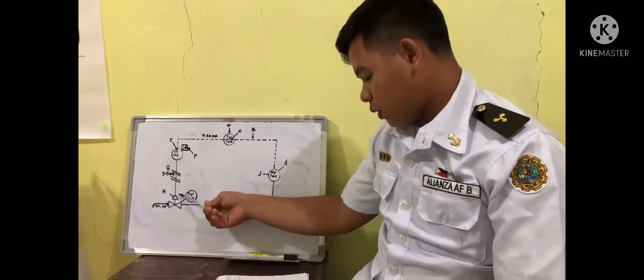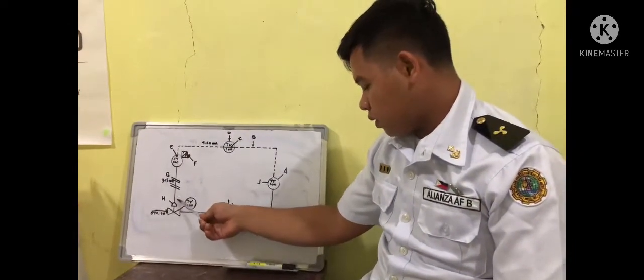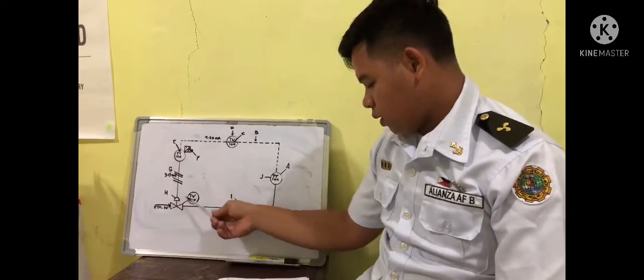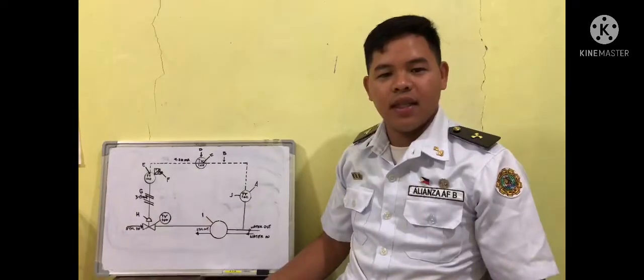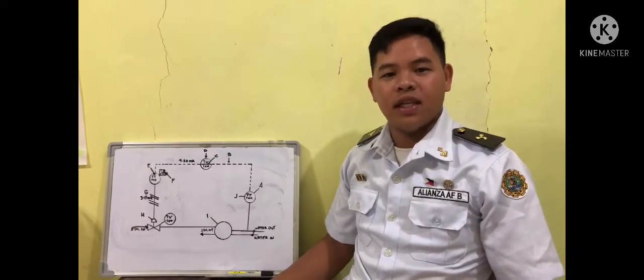The pneumatic control diaphragm actuator opens and closes the globe valve. The globe valve is used to regulate the flow of the steam in the process. And this is the P&ID diagram, symbols, and process.